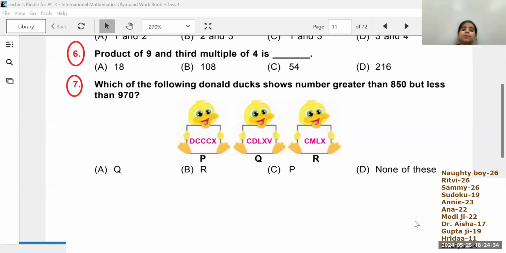So what do we have to do? We have to do the sixth and seventh question, Rita. Yes, sir. Rita, what is the third multiple of 4? Sir, 12. You said it correct, beta. Say it once again. 12. It's correct. Ma'am, please check it.